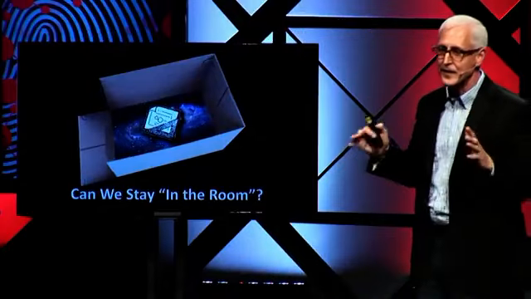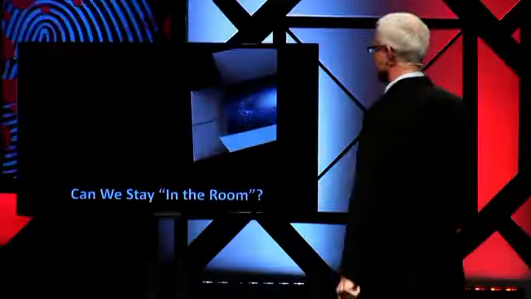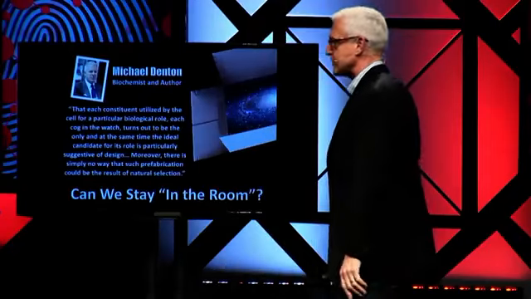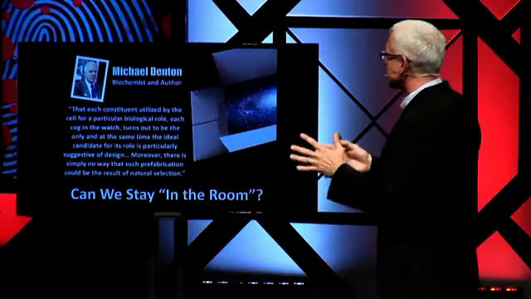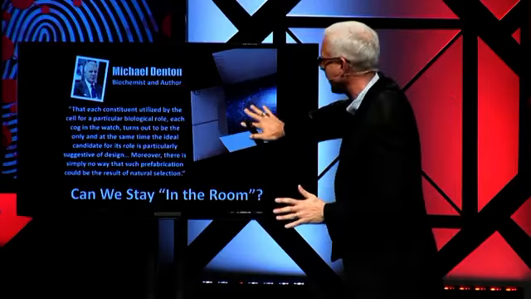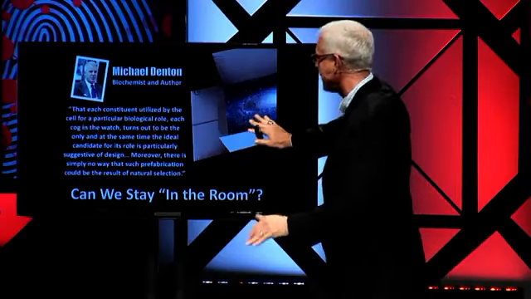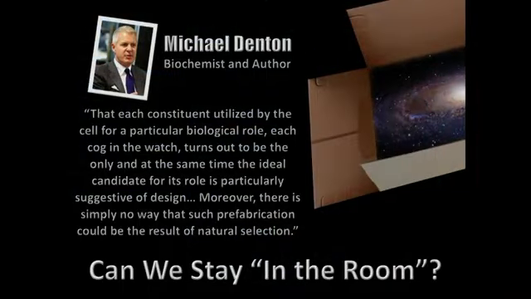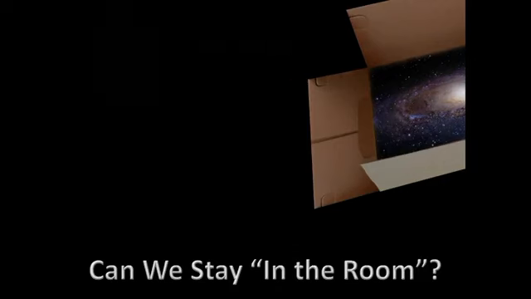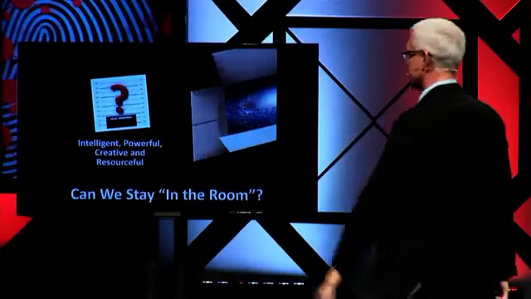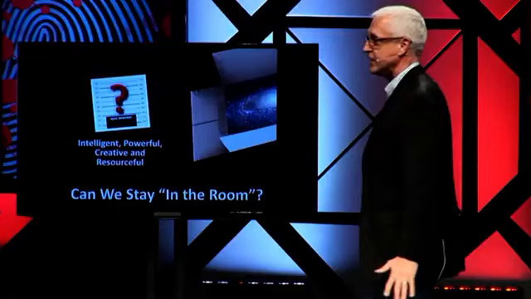But what kind of force could actually design? Design requires choices to be made. You've got to go back outside the room. And this is why Michael Denton says that each constituent utilized by a cell for a particular biological role, each cog in the watch, turns out to be the only and at the same time the ideal candidate for its role, particularly suggestive of design. Moreover, there's simply no way that such prefabrication could be the result of natural selection. But if there is something that is capable of designing on the outside, that might explain it.